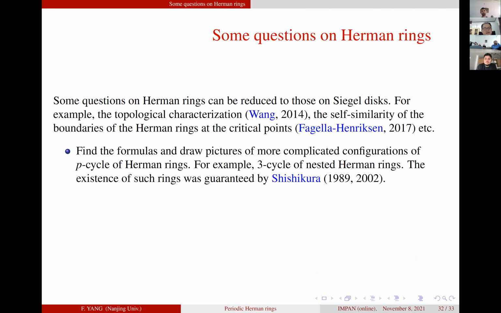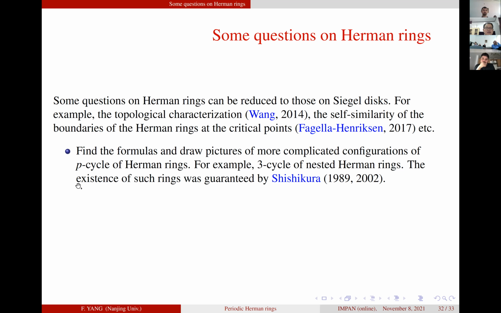Okay, these are the examples of Herman rings, and then finally, I would like to state some questions. Actually, some questions on Herman rings can be reduced to questions on Siegel disks. For example, the topological characterization, the self-similarity of the boundaries of the Herman rings at the critical points can be proved. It was proved by Gina and Henriksen by using McMullen's result on the self-similarity of the bounded type Siegel disks at the critical points.